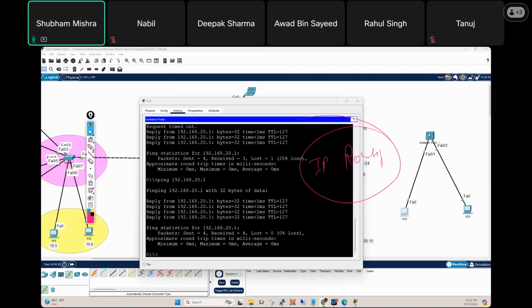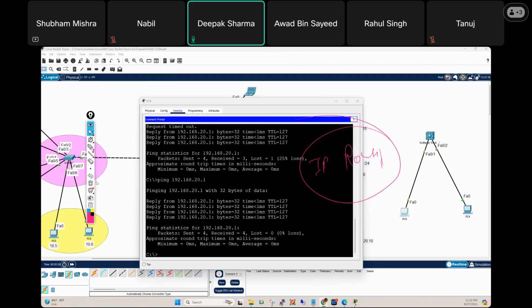So if you are using the switch, you need to enable the routing feature. So that is the command, IP routing. By default, no IP routing is running. It means routing is not enabled, so you have to enable it manually. Getting my point, everyone?